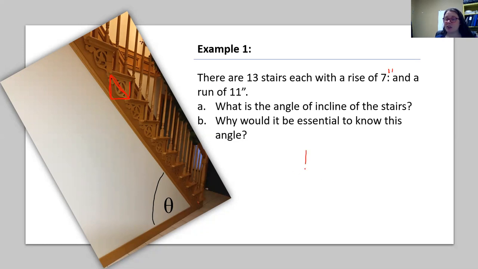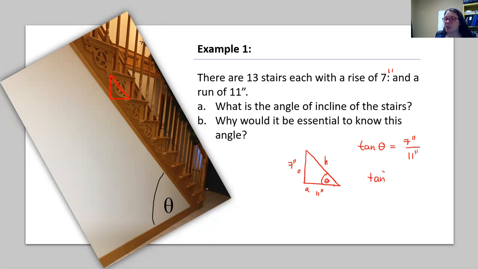So to find the angle of incline for the stairs, I'm looking at what's this particular angle here? I know that it has a run of 11 inches and a rise of 7 inches. Now we need to figure out what ratio we will use to solve that. In terms of our sides, this is my hypotenuse. This is our opposite. This is our adjacent. So we're going to use tan. So the tan of the angle of incline is going to be opposite, which is 7 inches, over adjacent, which is 11 inches. Then we have to do our rearranging.